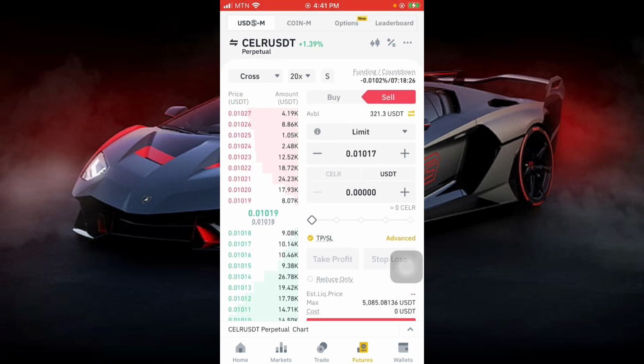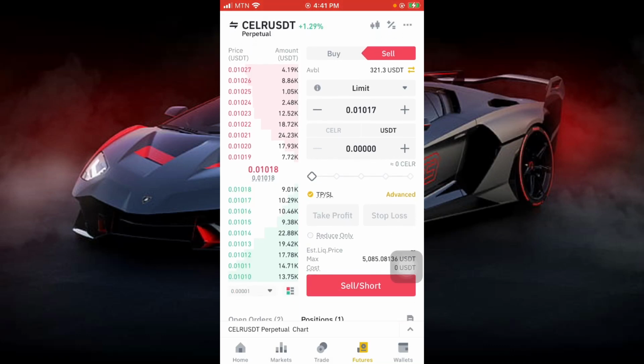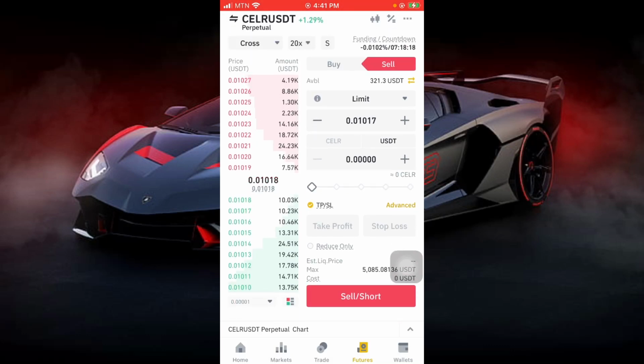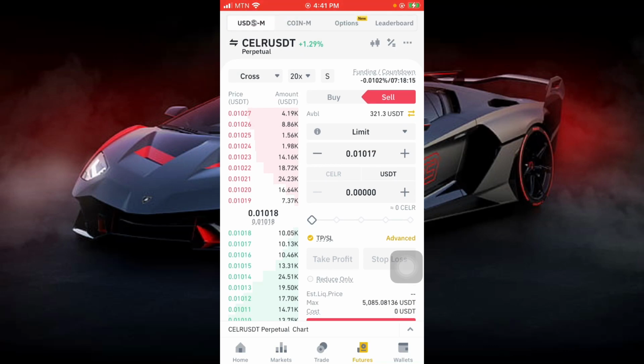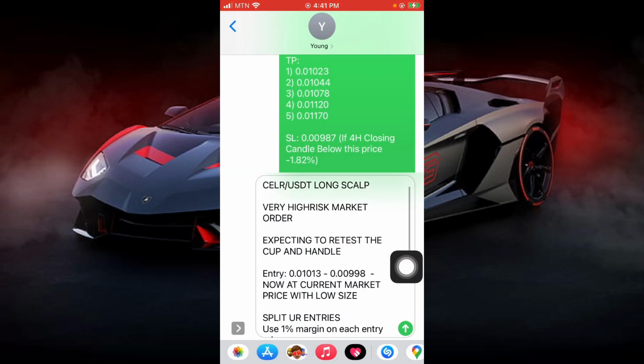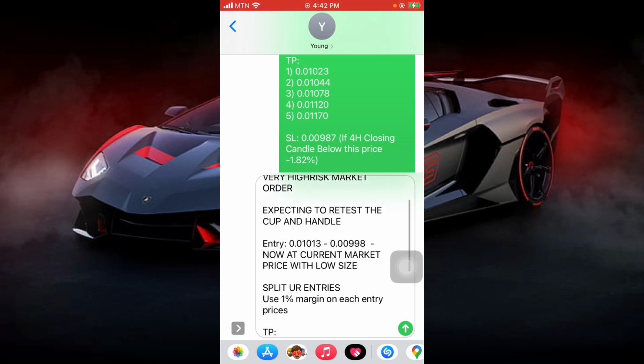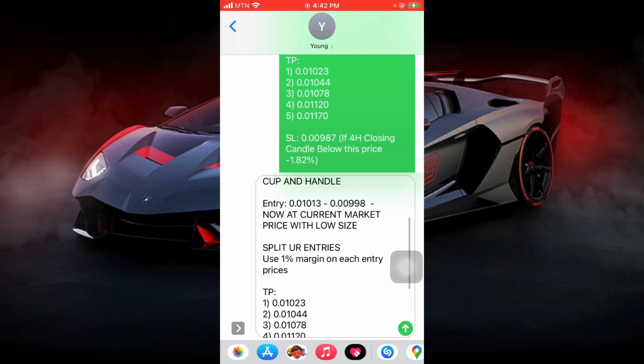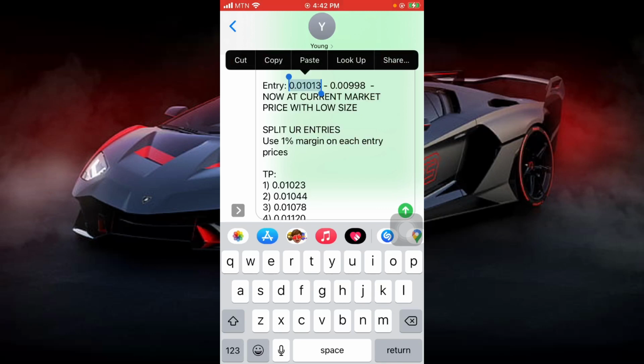So let's say you are going to enter a trade. I've already showed you how to transfer crypto into your Futures wallet. Now I'm going to help you enter a trade. So let's say you are in our VIP group and I just sent a signal to buy seller USDT. I told you it is very high risk, expect a retest, and so on. Then I told you to copy entry. So this is the entry. You are going to copy this entry price.